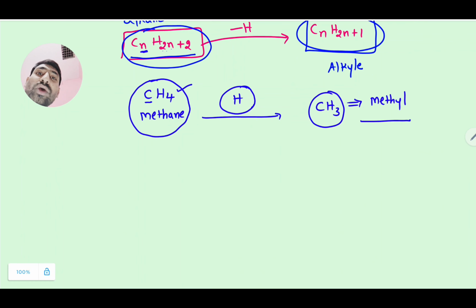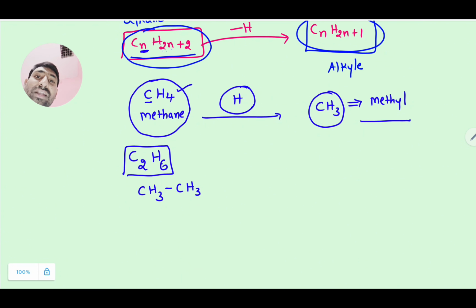Now take 2 carbon alkane. If you take carbons 2, hydrogens must be 2n, means double that, 4, plus 2 means 6. Total C2H6. We can write that as CH3 single bond CH3. So it is an alkane. Alkanes bear only single bonds. That's why I separated these 2 carbons with only a single bond, guys. This is called ethane. 2 carbon alkane is called what? Ethane.